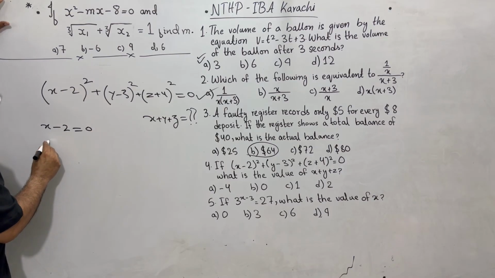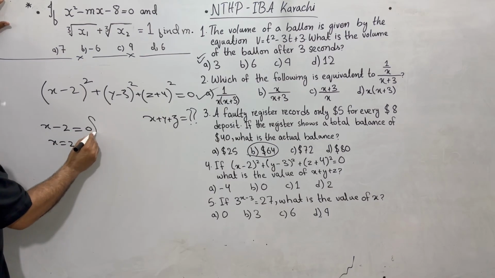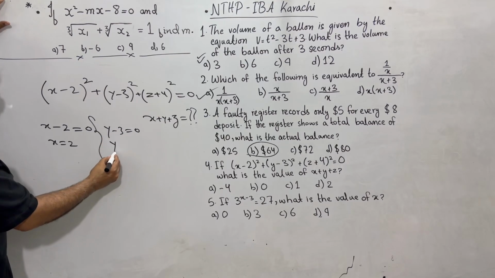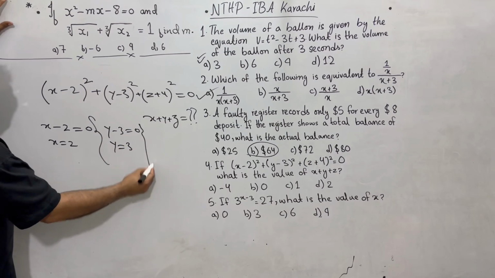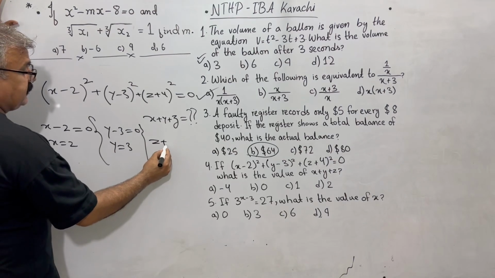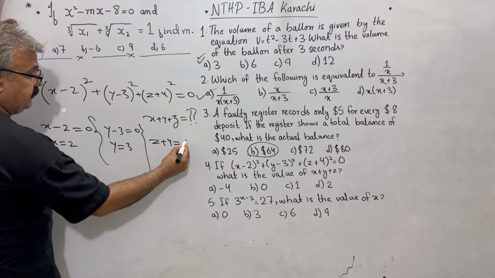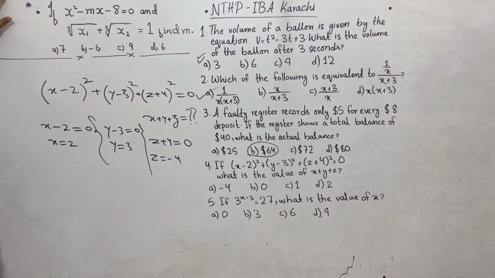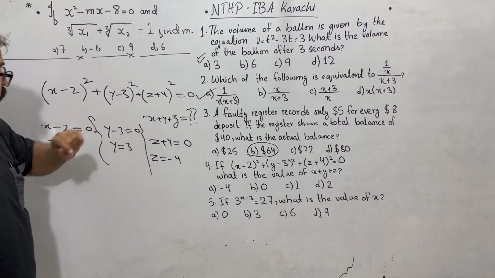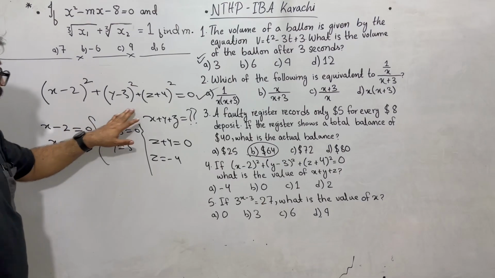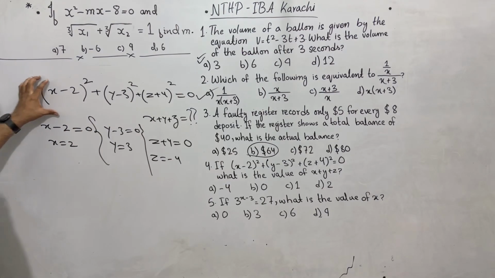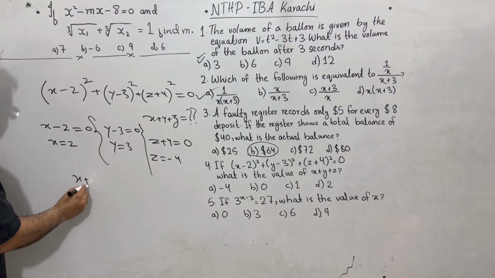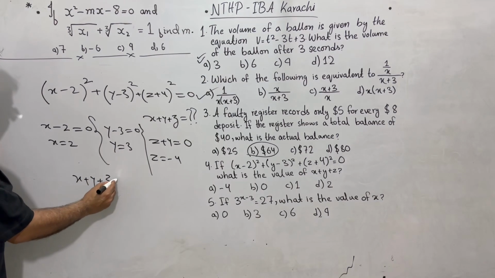x minus 2 is equal to 0, then x is equal to 2. Similarly, y minus 3 is equal to 0, y is equal to 3. Similarly, z plus 4 is equal to 0, or z is equal to minus 4. Each term is equal to 0 because their sum is equal to 0. Now we are interested in the sum of x plus y plus z.